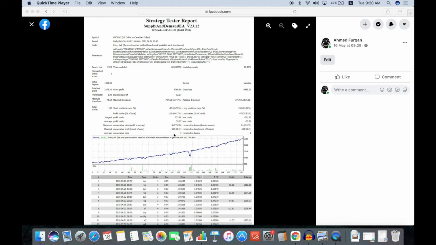So if you are happy with the stats, if you're happy with the drawdown, that okay, I'm willing to take this much drawdown and I'm willing to take this much of consecutive losses, and I'm pretty much okay with the frequency of the trades, then you should trade this pair, and you can use the dot set file which I will provide you.